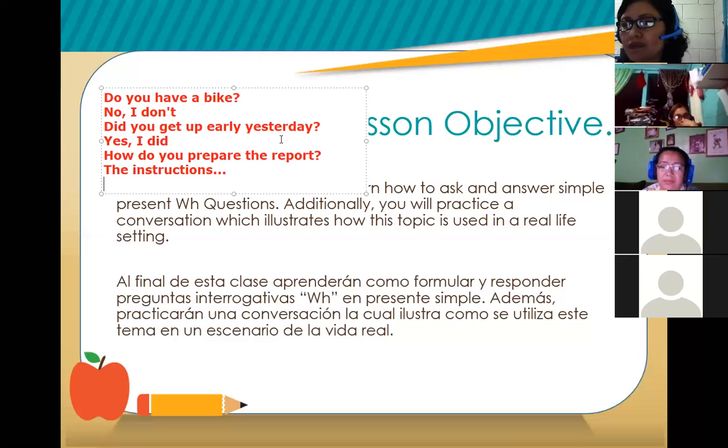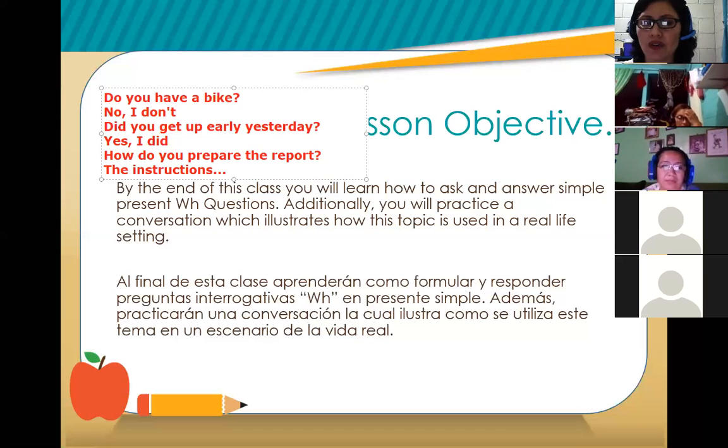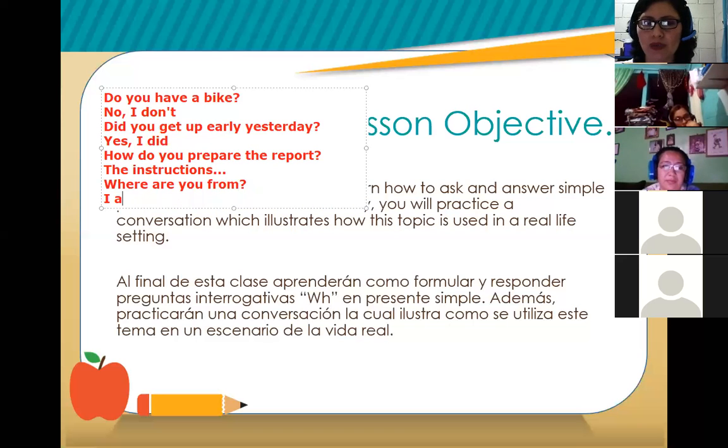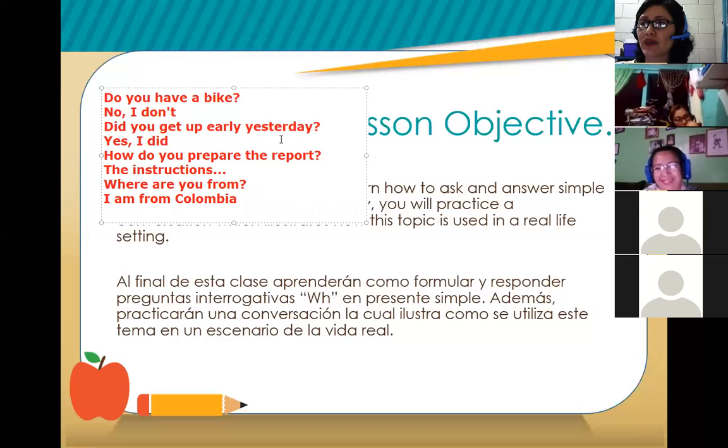Another example? Where are you from? Okay, muy bien. Where are you from? Okay. The person can say, I am from Colombia, for example. No es el caso, ¿verdad? It's just an example. Okay. Very good. Another example.